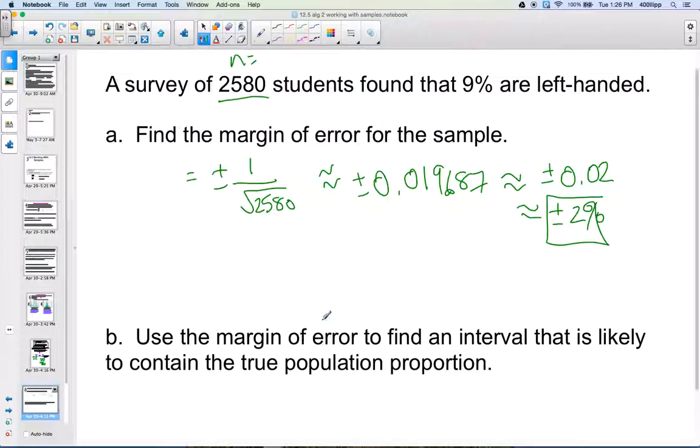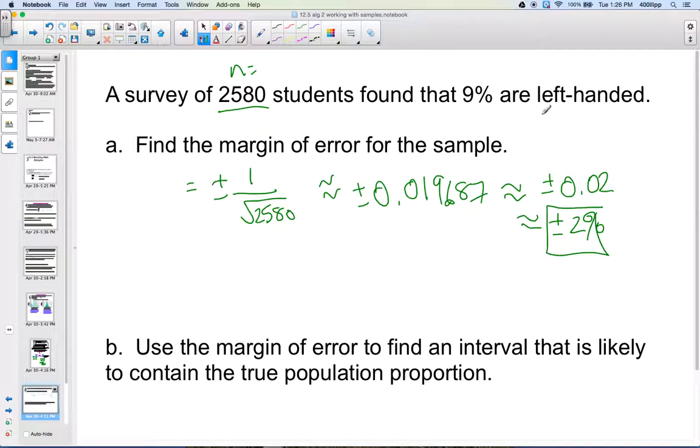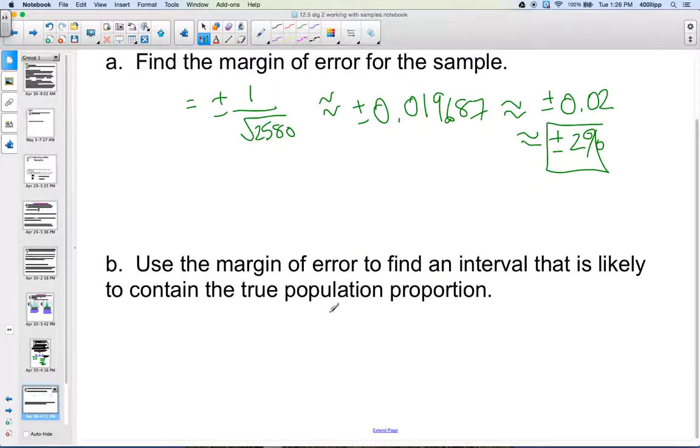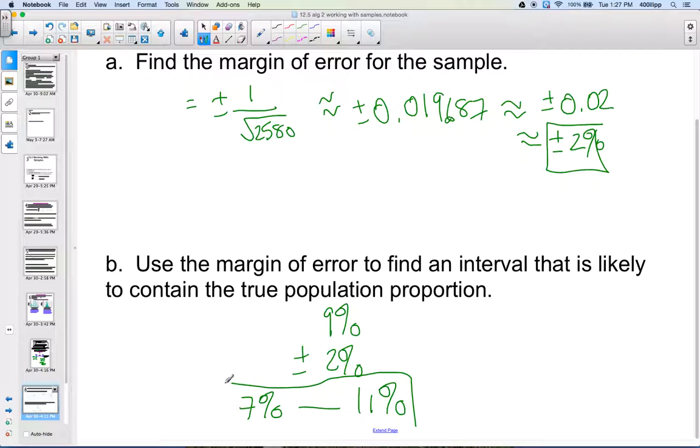They told us that 9% are left-handed. So we're going to take that 9%, and we're going to add and subtract 2% from that. 9% minus 2% is 7%. 9% plus 2% is 11%. And this is going to be the interval that is likely to contain the true population proportion.